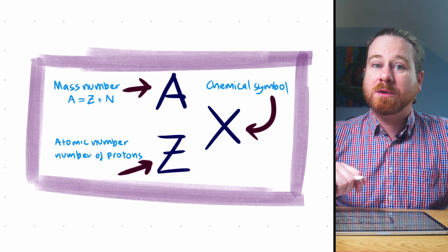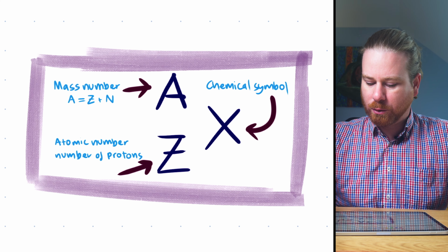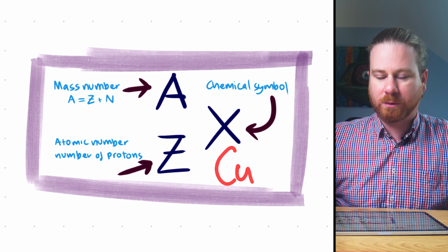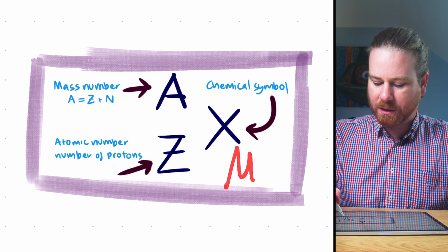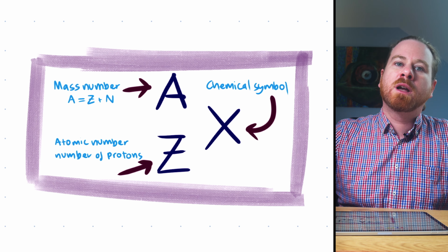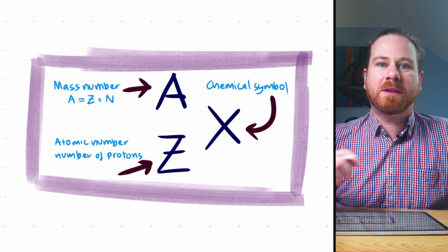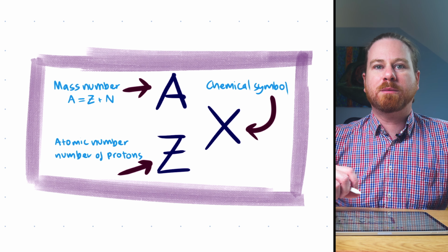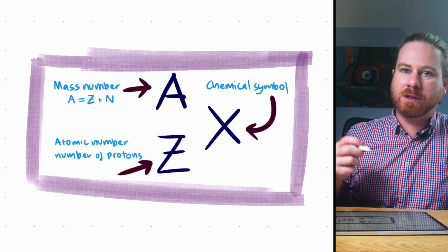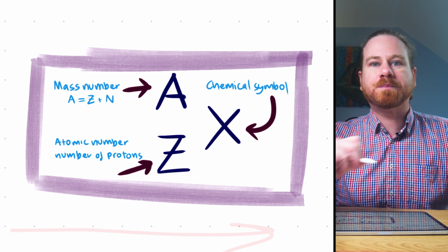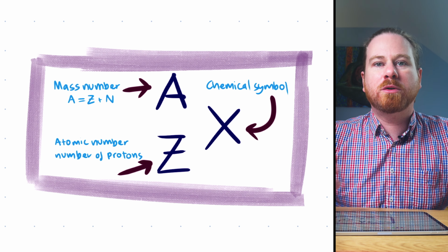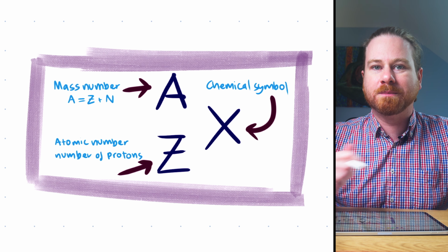For elements with two letters, the second letter is always lowercase. Like copper, it's always a lowercase c. Mg, lowercase g. So back to the proton number. This is one of the things that provides order in the periodic table. As you go across the period, the proton number goes up by 1.